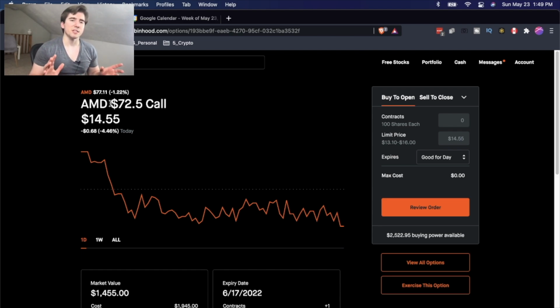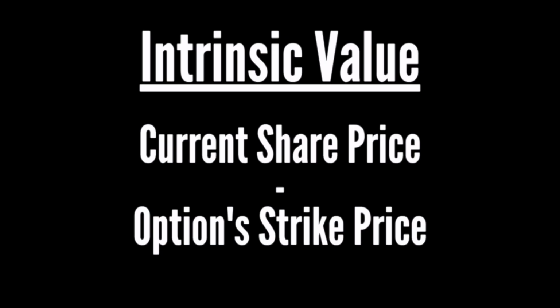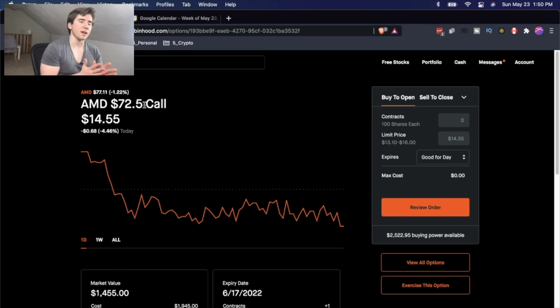If I'm right about this and AMD reaches my $150 price target, which is completely separate from my strike price, which is $72.50, this option would have $7,750 worth of intrinsic value. Intrinsic value can be calculated by taking the difference between the current share price and the strike price for an in-the-money option. And that $7,750 is discounting all of the extrinsic time value that would be left in this option if it reached my $150 price target before its expiration date.